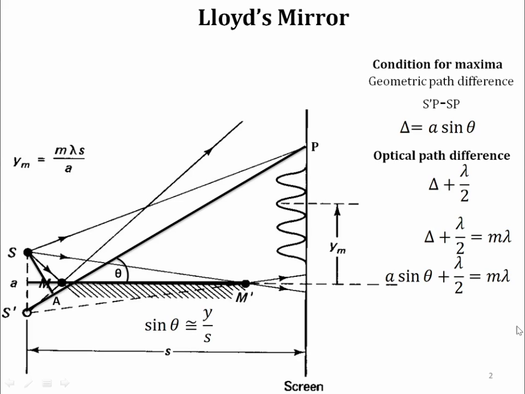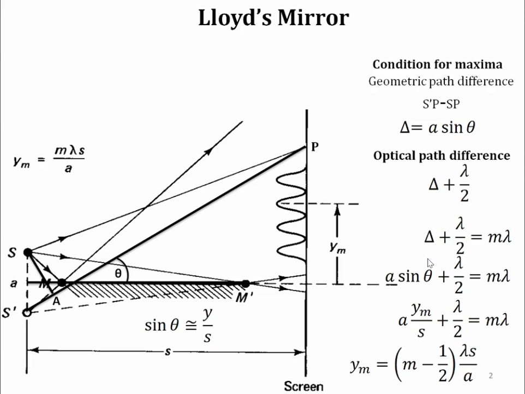Now we put the value of sine theta here, and so we are saying small index ym. Now let me not put y as a random value, but let us put it to be referring to a particular mth maxima on the screen. So this is ym, so ym by s plus lambda by 2 is equal to this. So what will be the condition for maxima on the screen? That will be equal to this one. So I can take lambda by 2 to that side, so this will be m minus half, lambda s by a. So that is the condition for maxima on the screen.